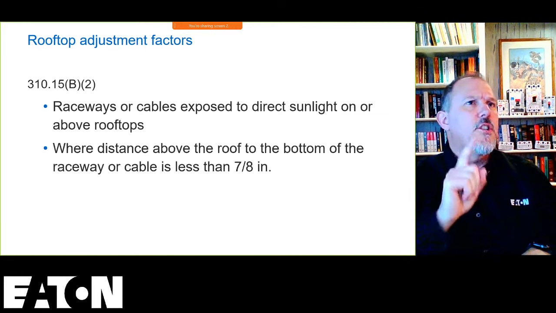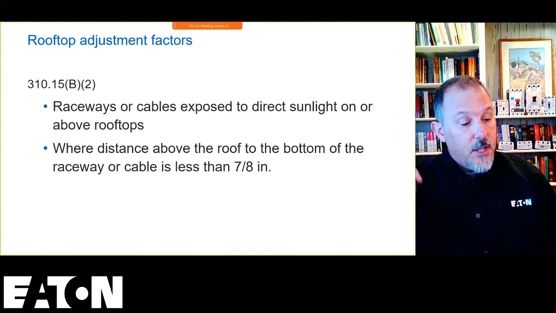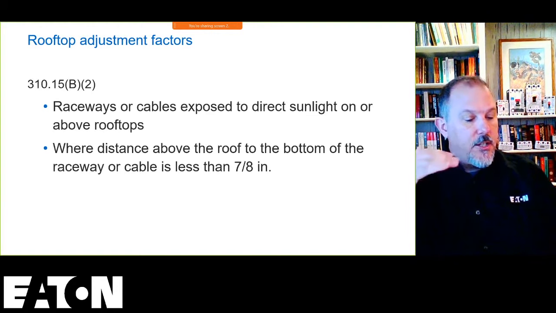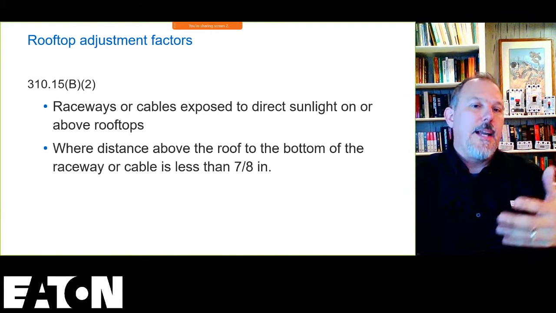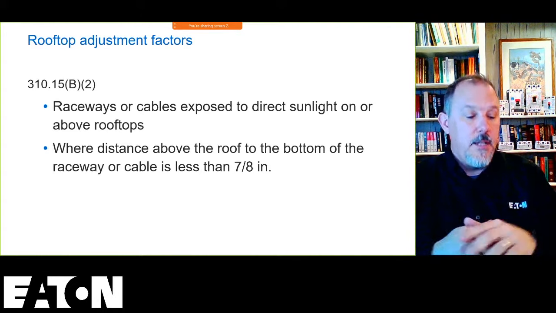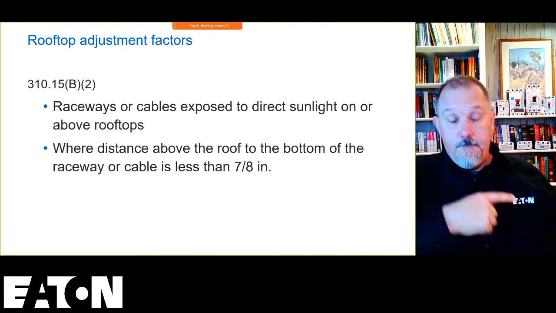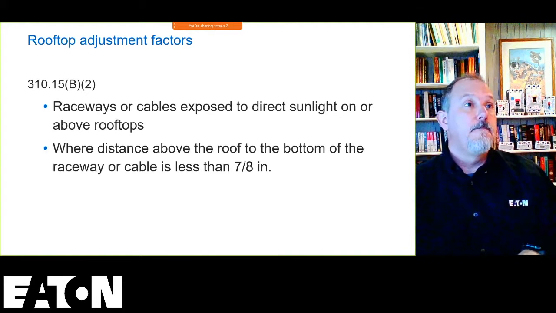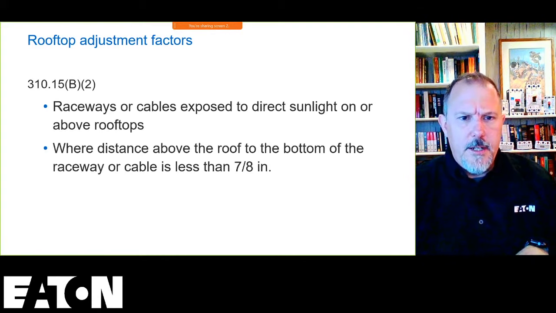Most installations on a roof are exposed to sunlight. Would the adjustment still apply regardless of height? No, because in the code, it says for raceways exposed, as long as you're greater than 7/8 of an inch off the top of that roof, and what that's accounting for is air circulation around that raceway, the conduit, etc. You would not have to worry about this adjustment just because you're on that roof. Now, if you're on the 14 code, they would beg to differ. The 14 code cycle, you had that additional adjustment. So, all right. Hopefully I answered that question.